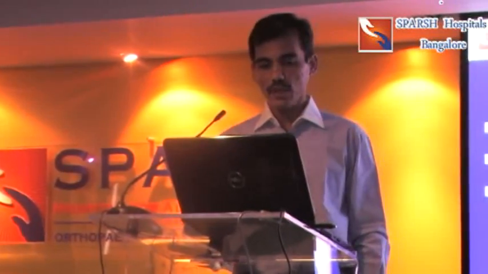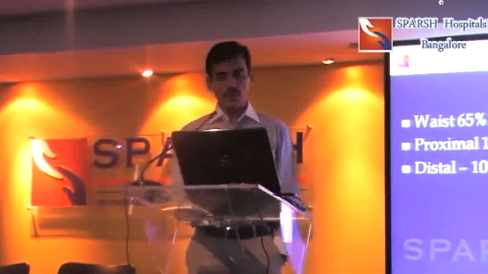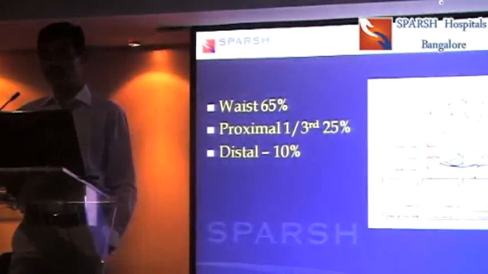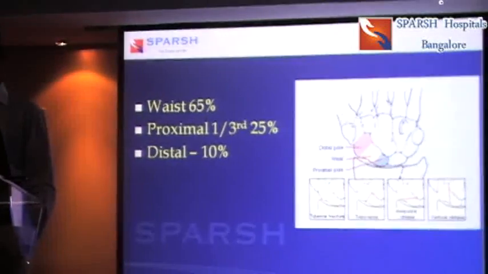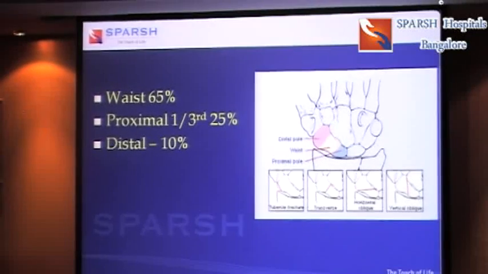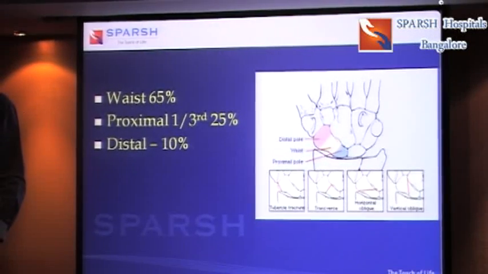So if we look at fracture location, some studies say the waist is 65%, some of them say 80%. But the waist is the commonest anyway. So the proximal 1/3 is next, and the distal pole is least.